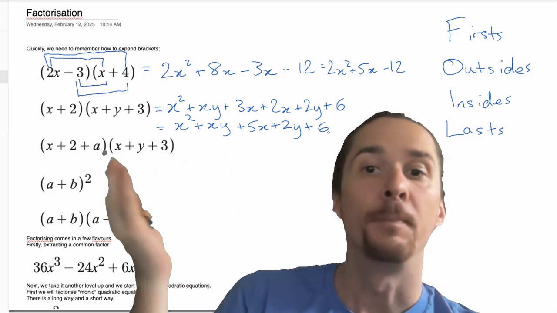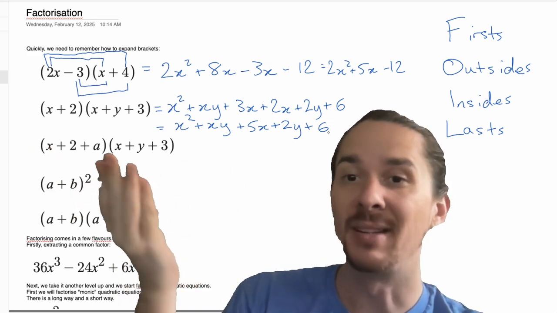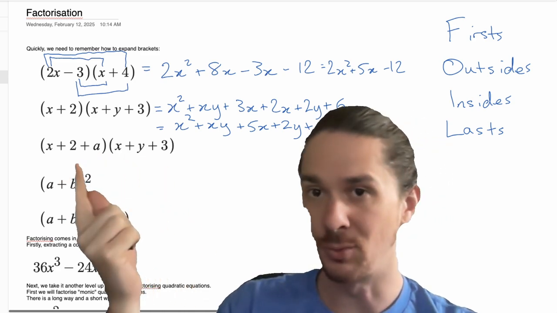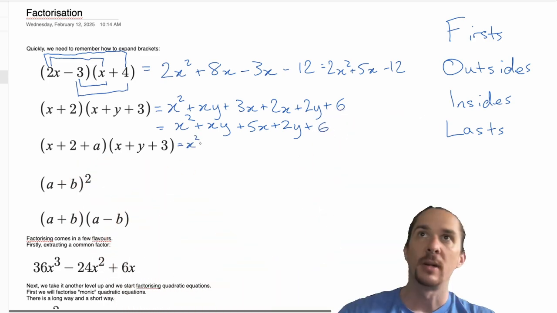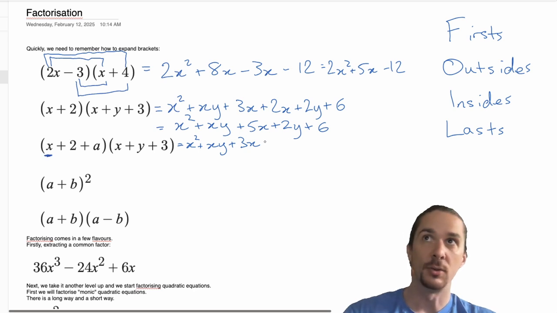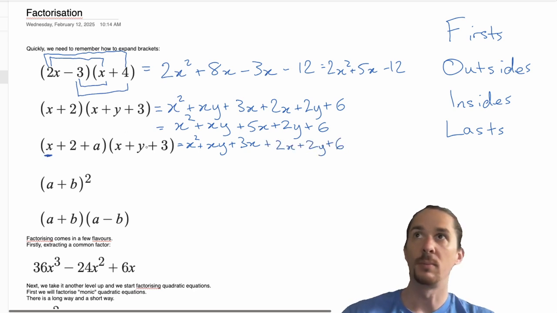All right, now here we're going to do exactly the same thing, except now we have three terms in the first bracket as well. So we'll do x times each of these, then 2 times each of these, then a times each of these. x squared plus xy plus 3x. So that's all of the ones from here. Now I'm going to take the 2. So plus 2x plus 2y plus 6. So that was all of the products that come from the 2.